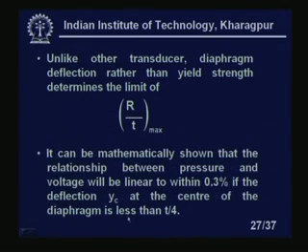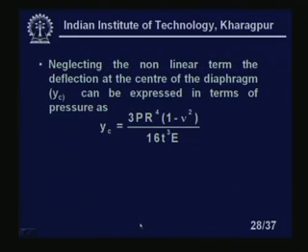It can be mathematically shown that the relationship between the pressure and the voltage will be linear to within 0.3% if the deflection Yc at the center of the diaphragm is less than T by 4. Now, neglecting the nonlinear term, obviously the deflection at the center of the diaphragm Yc can be expressed in terms of the pressure by this relation. This already we have given in terms of P. Now, we are neglecting that cube term, so if we neglect that term, I will get an expression.